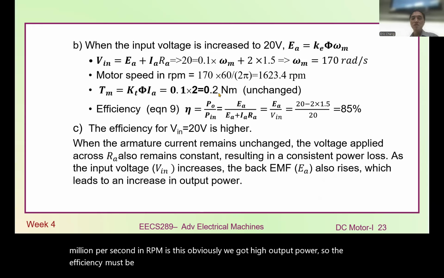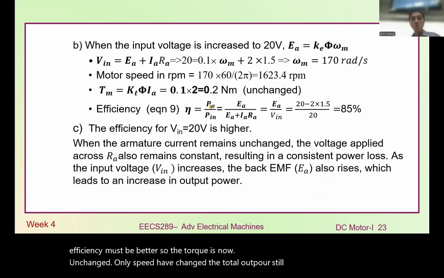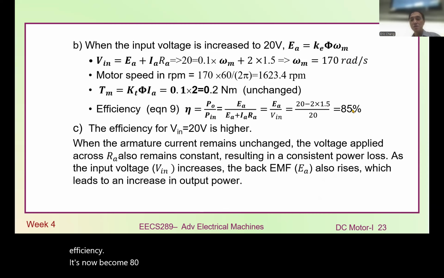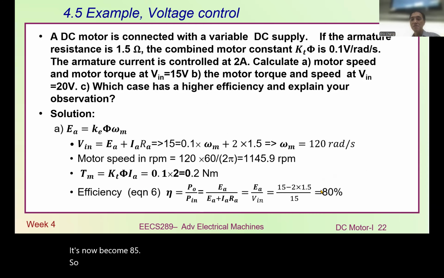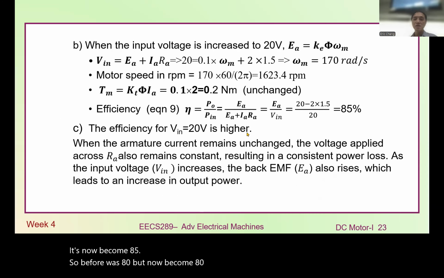So the torque is now unchanged. Only the speed have changed. The total output power still increased. So the efficiency is now become 85. So before was 80, but now become 85. So obviously the efficiency for 20 volt is higher.